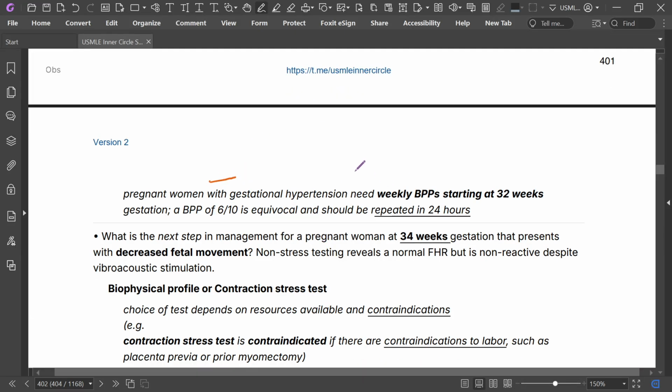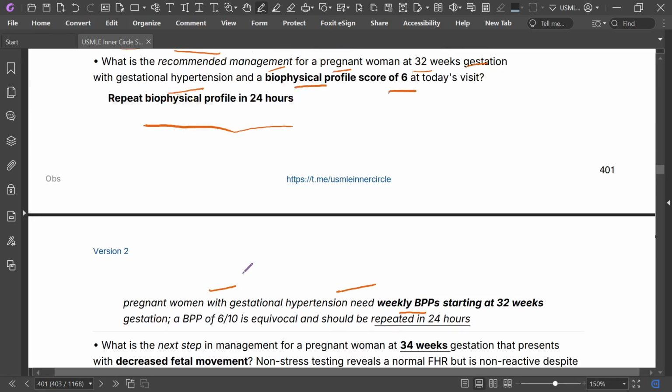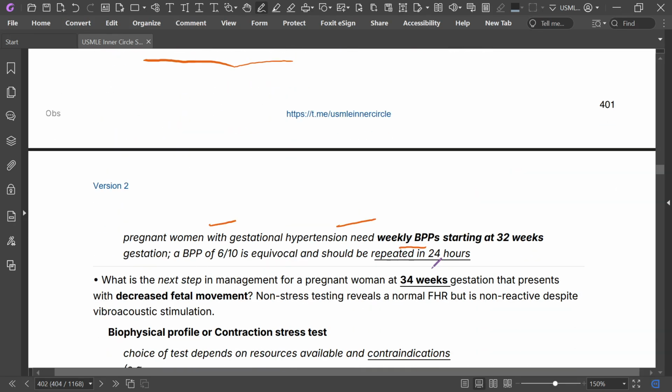A pregnant woman with gestational hypertension needs weekly biophysical profile starting at 32 weeks gestation. A biophysical profile of 6 out of 10 is equivocal and should be repeated in 24 hours.